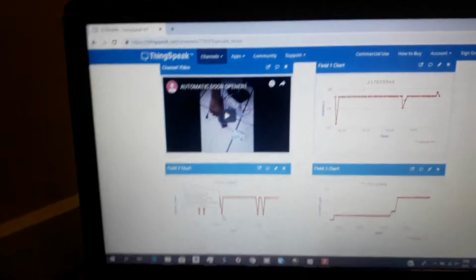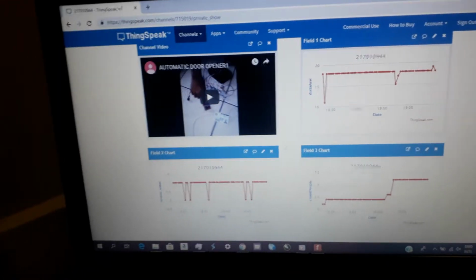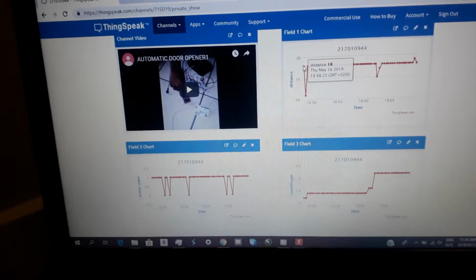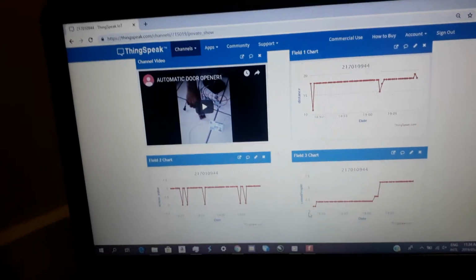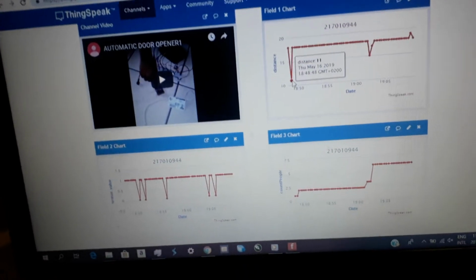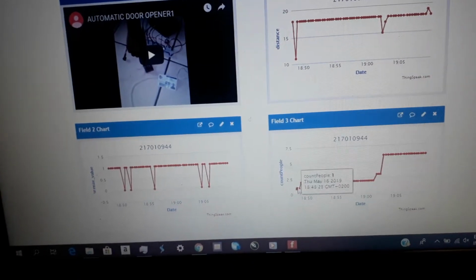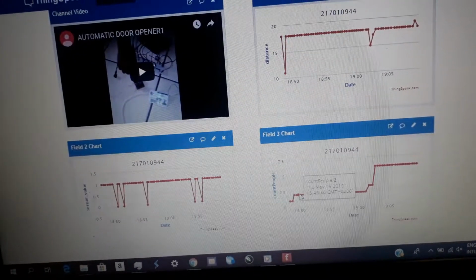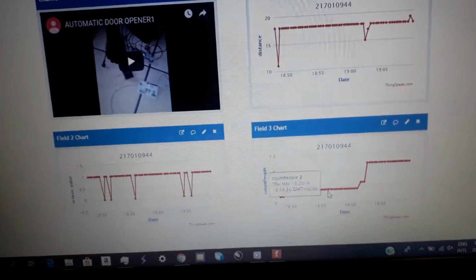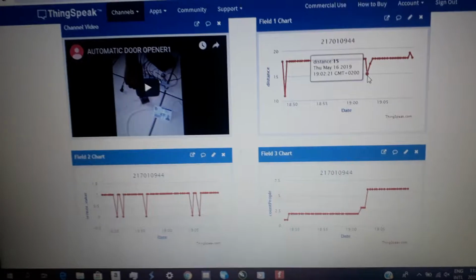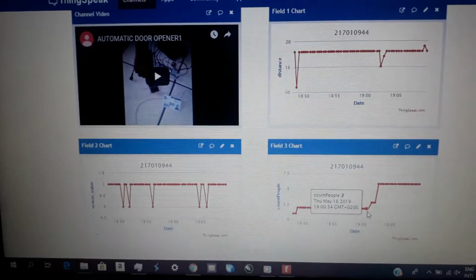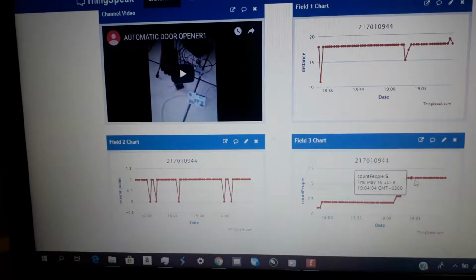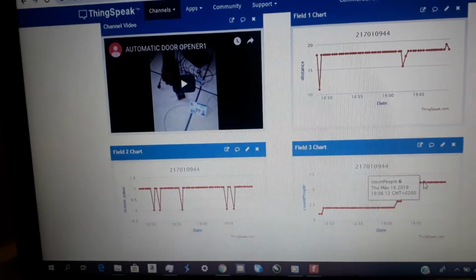This is the data that I captured yesterday. Field 1 represents the distance. Field 3, number of people. We started with the distance of 18, number of people 0. The distance decreased to 11, the number of people went from 0 to 2. The distance stayed 18, and the number of people also didn't change. It was 2. Then the distance decreased to 15, number of people went from 2 to 6. Distance went back to 18, and the number of people also stayed at 6.